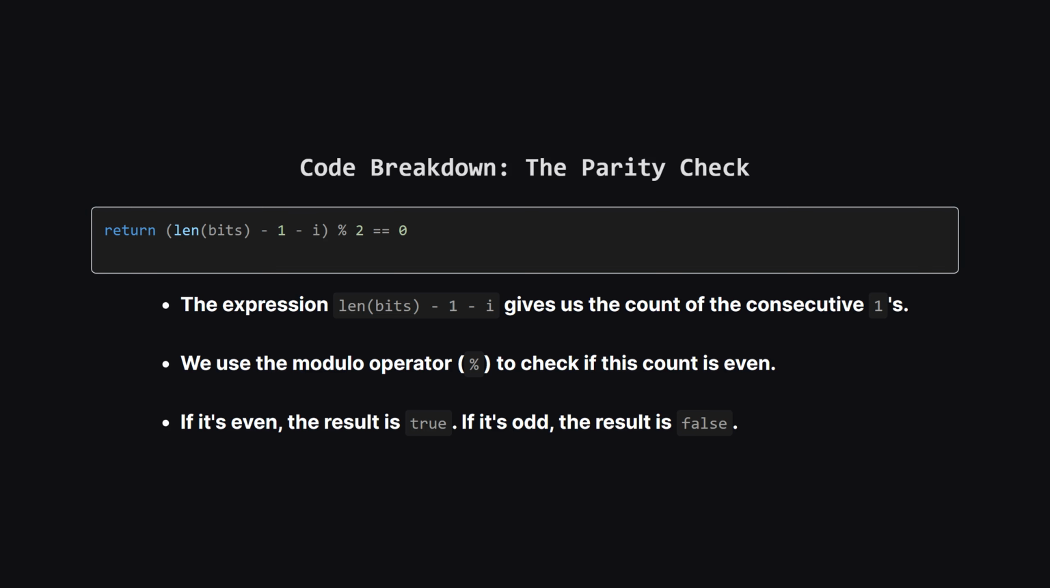Finally, the return statement. The expression here calculates the number of ones we just counted. Then, it uses the modulo 2 operator to check if that count is even. If the number of trailing ones is even, the expression is true. If it's odd, the expression is false. This perfectly matches the logic we talked about before.